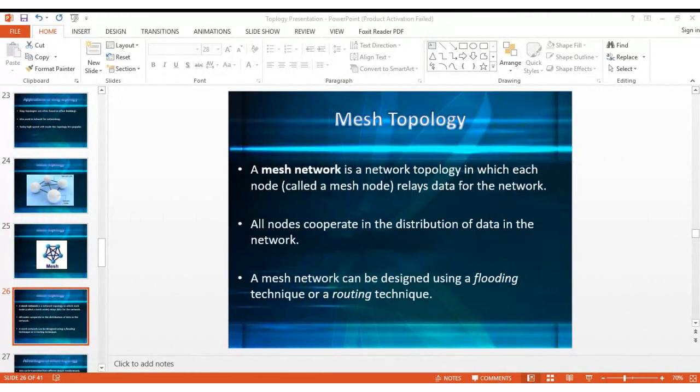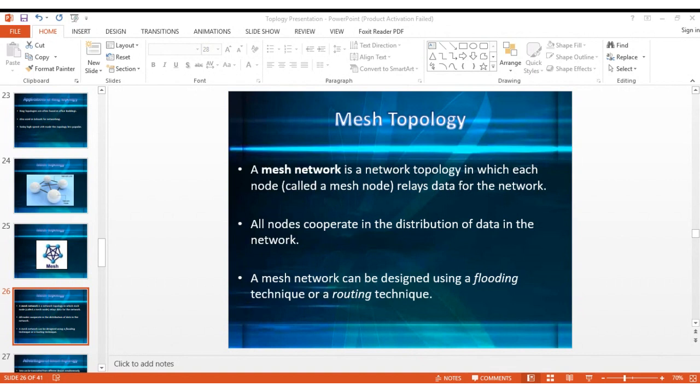Whenever you talk about the mesh topology now, this is a point-to-point connection to other nodes or devices. All the nodes are connected to each other. The mesh has n minus one physical channels to link the devices together. In the techniques that are used to transmit data in the mesh topology, we have two: routing and flooding. These are the two techniques used to transmit data over this topology.